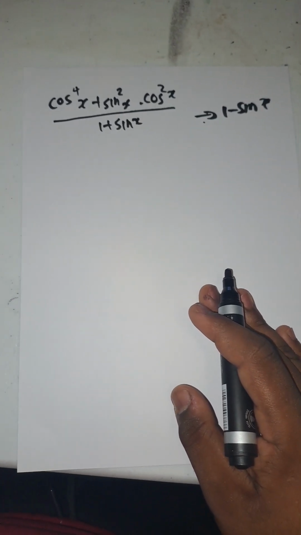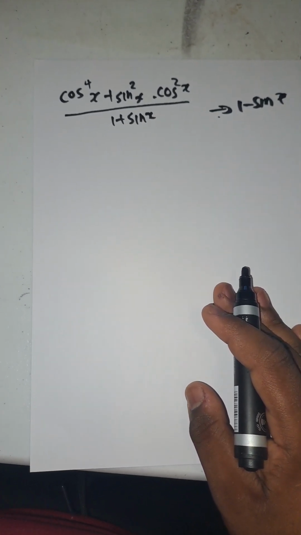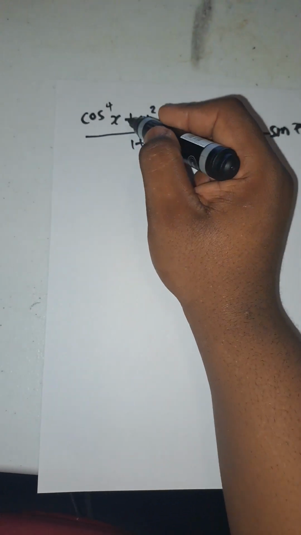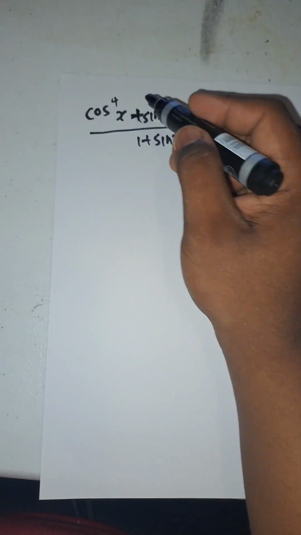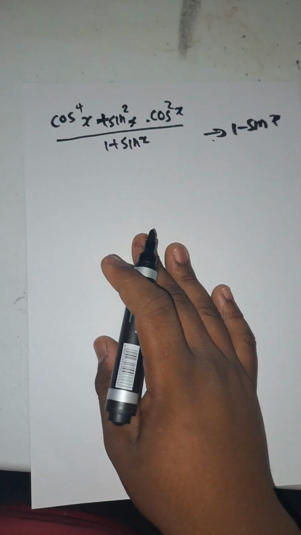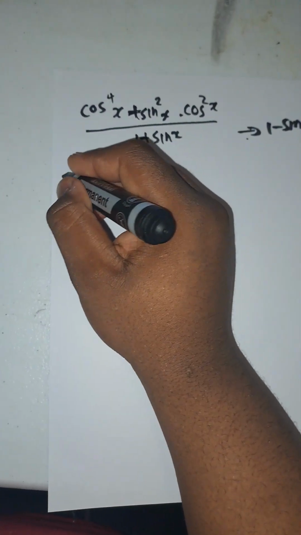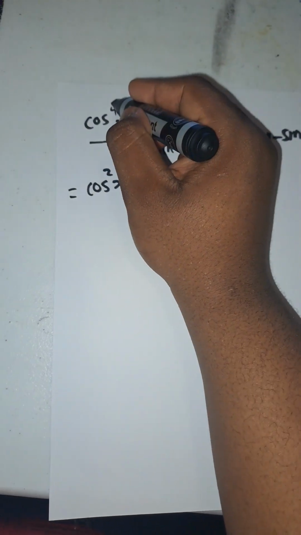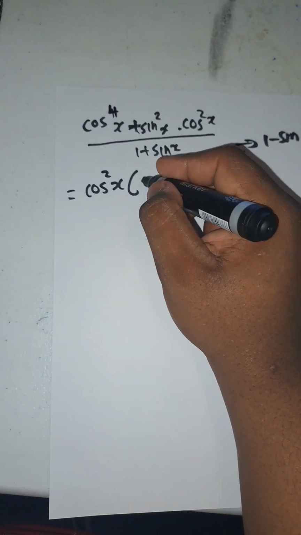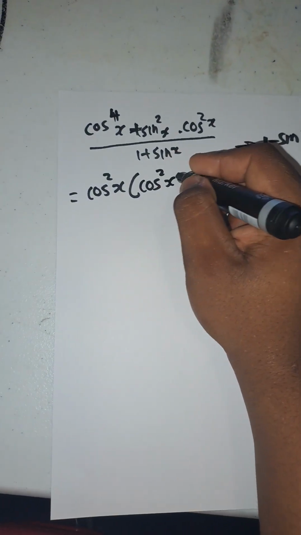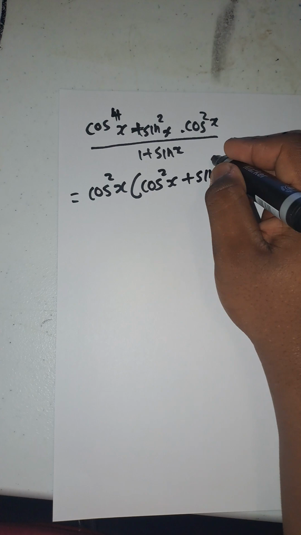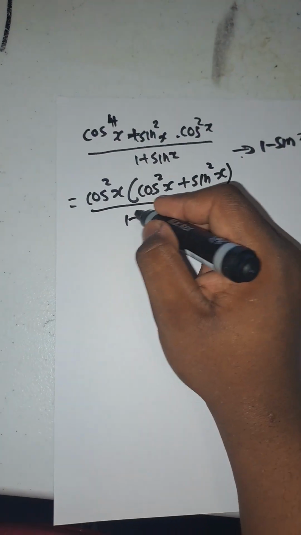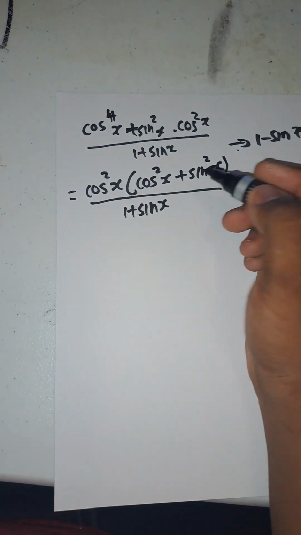Okay, so now the first thing that you can check there, we can see that cos and cos, it is common. So cos squared x is common, so I can factor out cos squared x. When I factor out, I'm going to be left with cos squared x plus sine squared x, over 1 plus sine x.